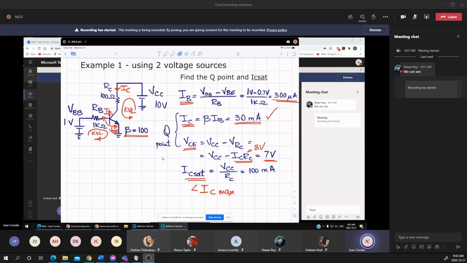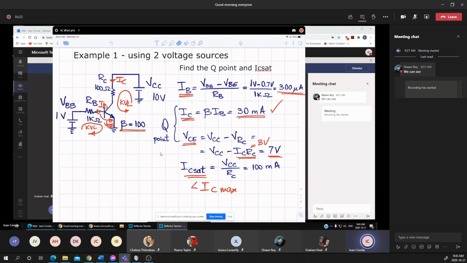Now, we determine the IC saturation as the VCC, but on top of that, I have the collector and emitter voltage, the VCE saturation. In my notes, I made an example and specified it as minus the VCE on saturation. This value, the VCE on saturation, is very small, around 0.2 as the average, and can be anywhere between 0.1 and 0.4, 0.5 volts.